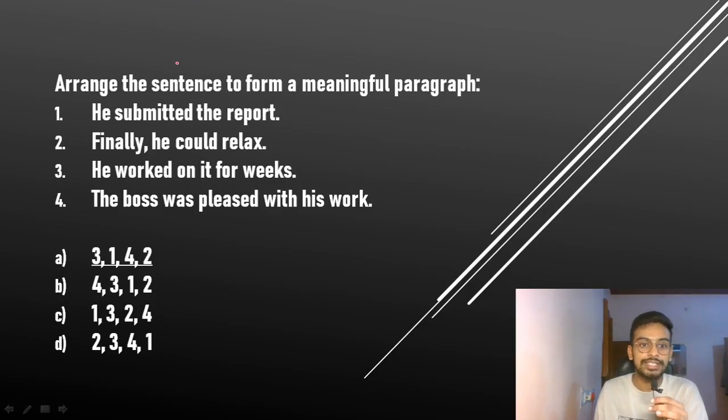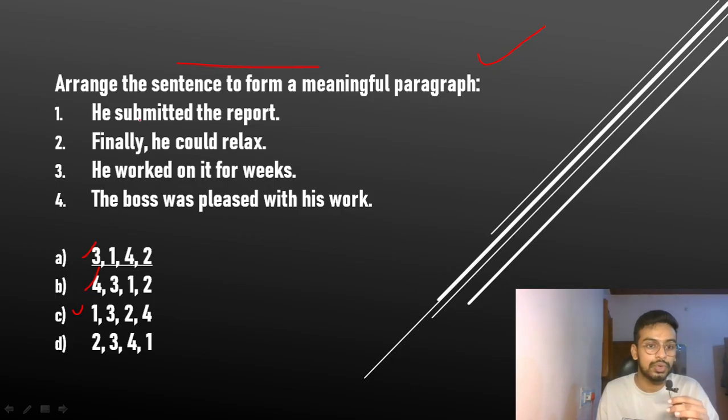Now arrange the sentences to form a meaningful paragraph. This is also a paragraph. He submitted the report, finally he could relax. He worked on it for weeks. The boss was pleased with his work. So we can see the options, 3 4 1 2. This is the difficult one.